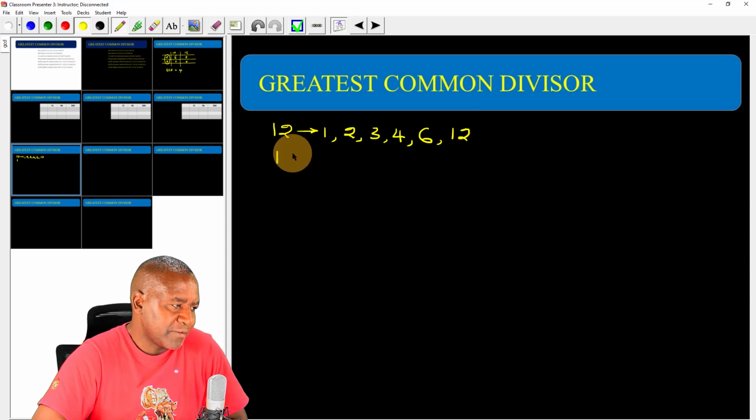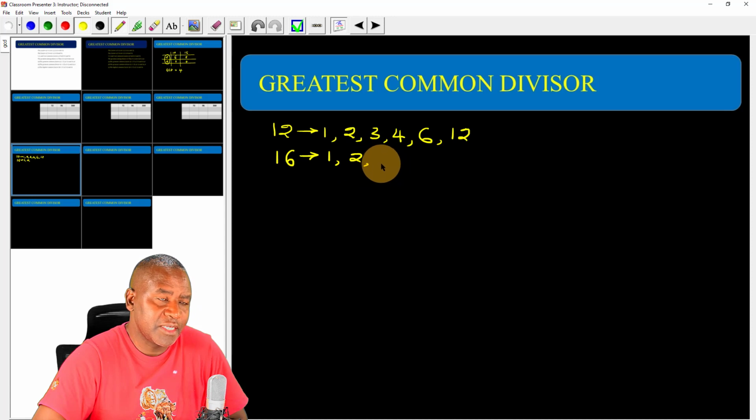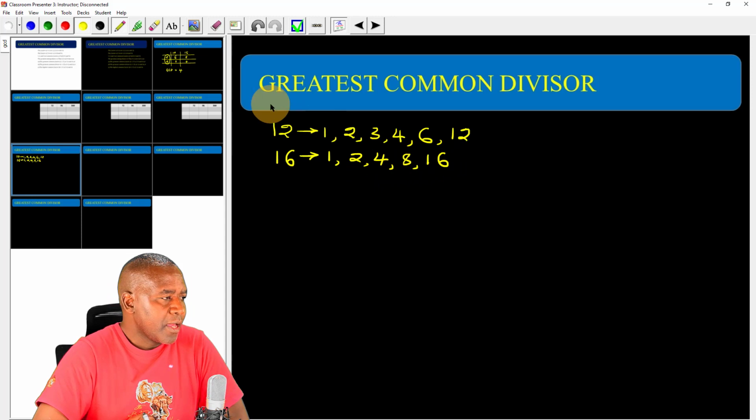Let's look at factors of a number such as 16. 1 is a factor of 16. 2 is a factor of 16. 4 is a factor of 16. 8 is a factor of 16, and of course 16 itself. Among these, there are factors which are common.